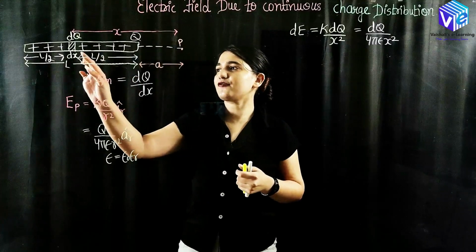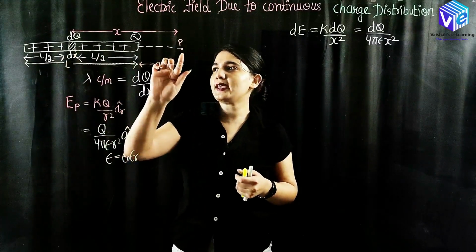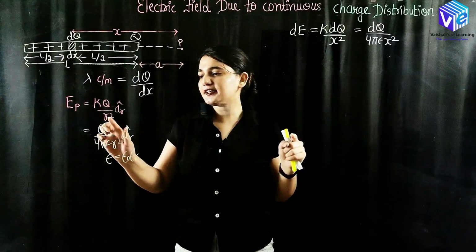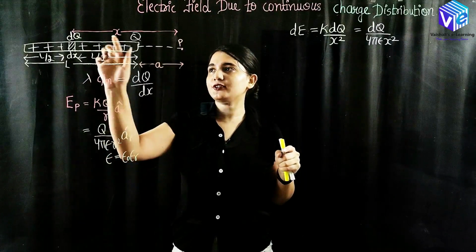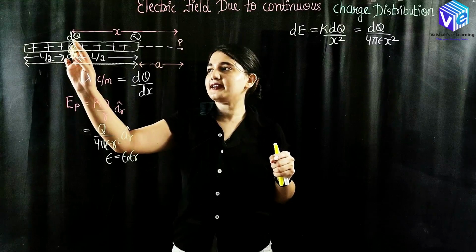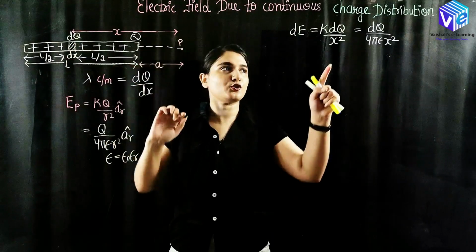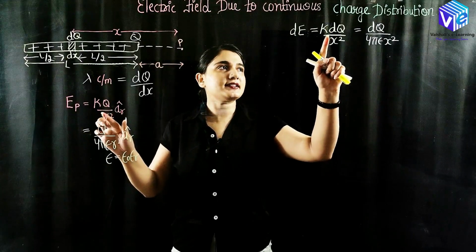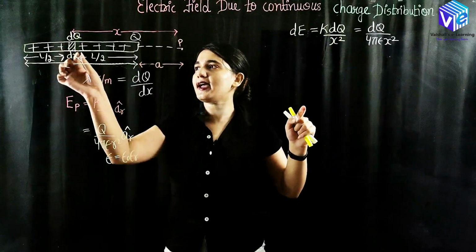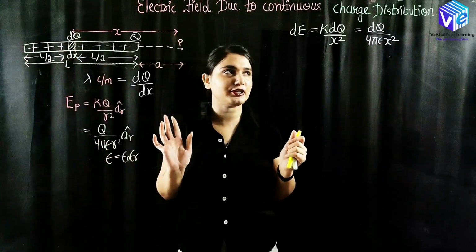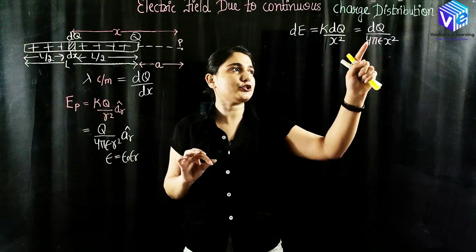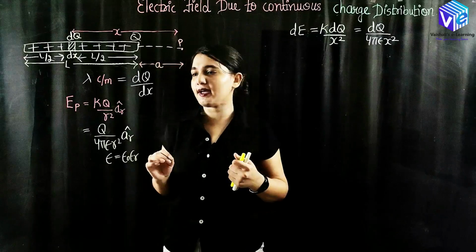The distance from this point to P is x. In the point charge formula I had r square in the denominator, so the distance between P and this element dx is x, and I will be taking x square in the denominator. K is as it is, and instead of q I have this small point charge dq. So k dq upon x square, and I can represent it as dq upon 4 pi epsilon x square.